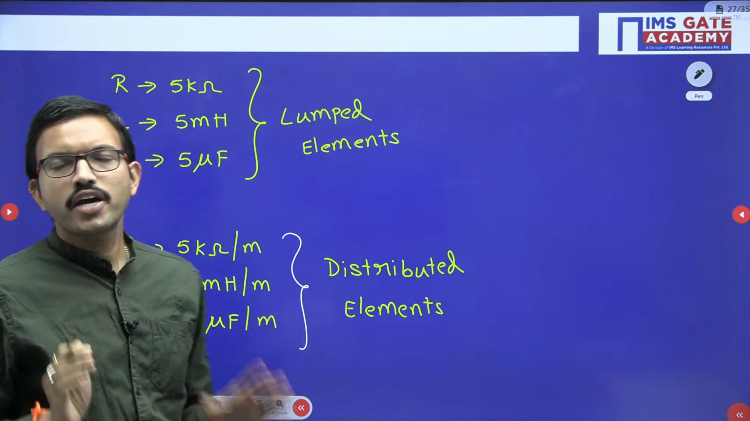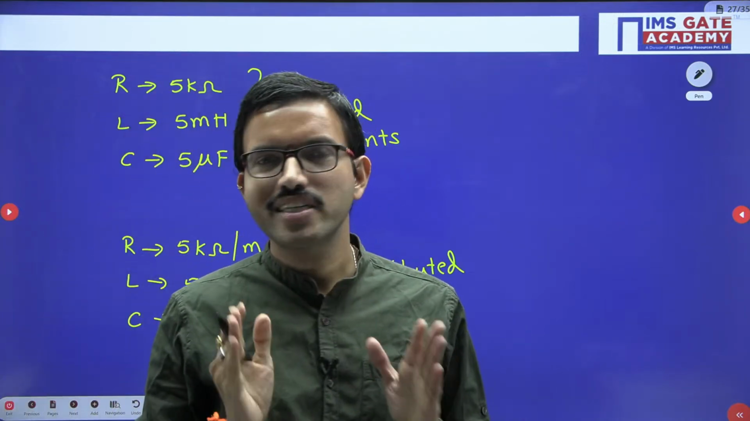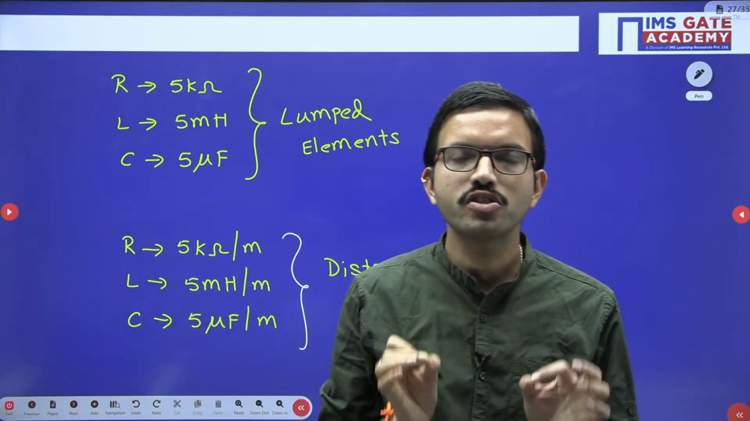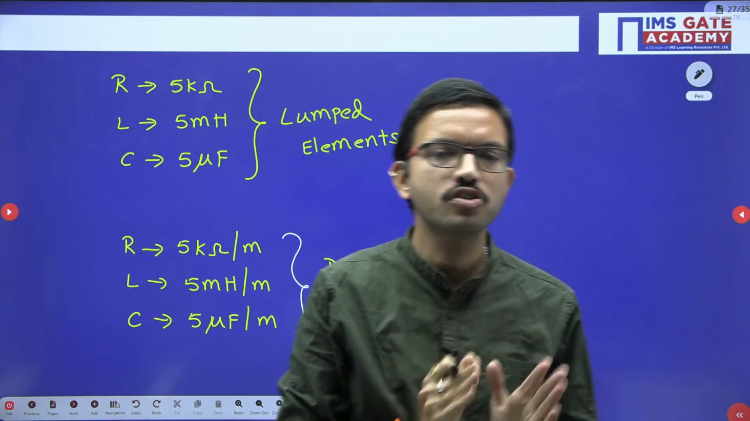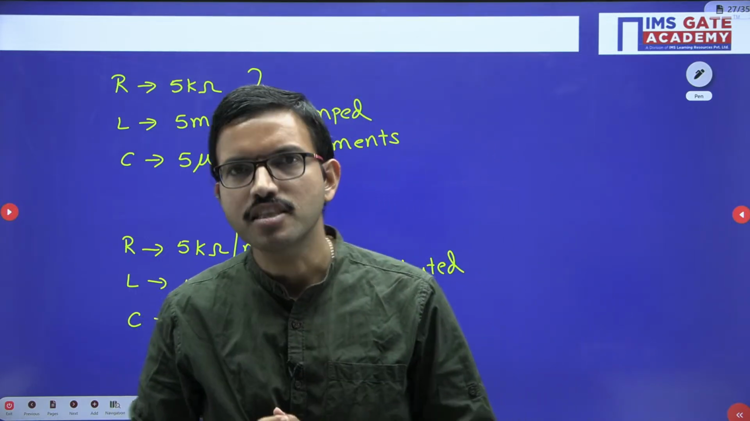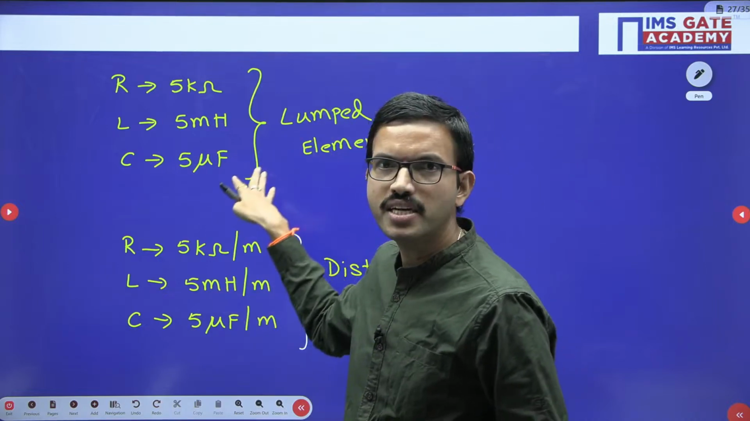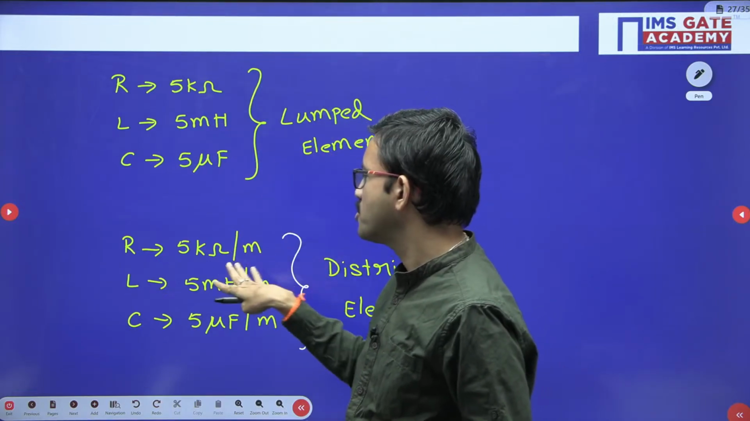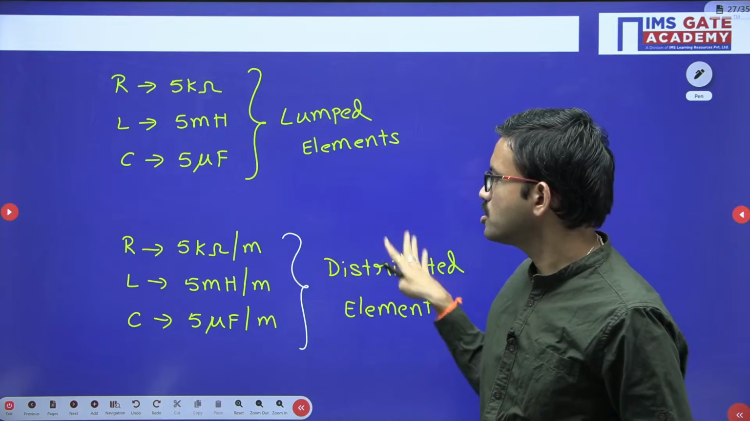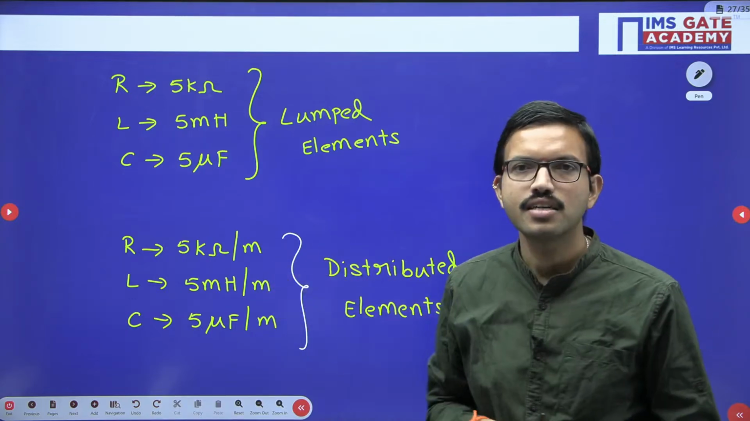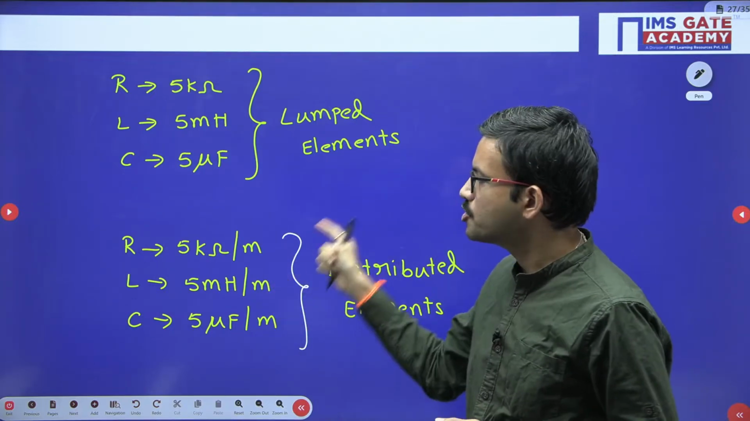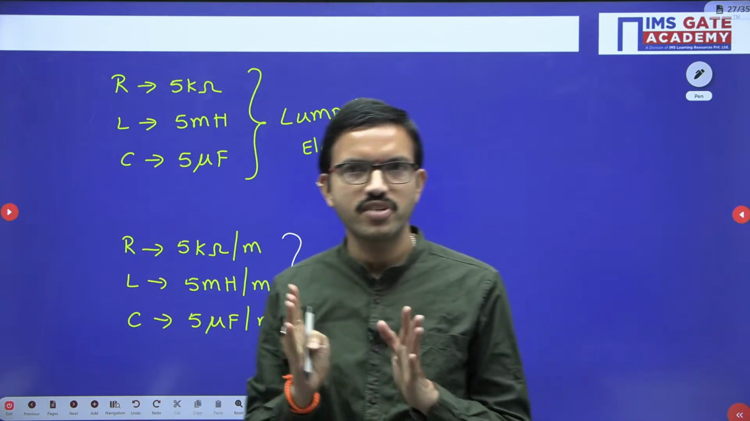Okay, so I hope all of you are getting the clarity. If the resistor, inductor, capacitor values are finite and not varying with respect to length, then those are examples of lumped elements. Whereas if the corresponding values are varying with respect to length, then we call those distributed elements. Regarding distributed elements, you will be studying them in the EMFT subject.